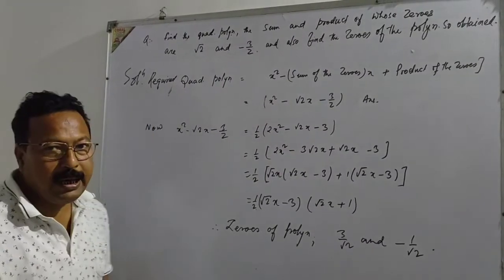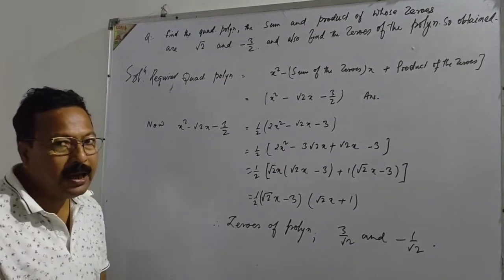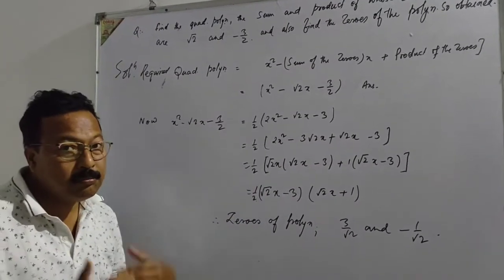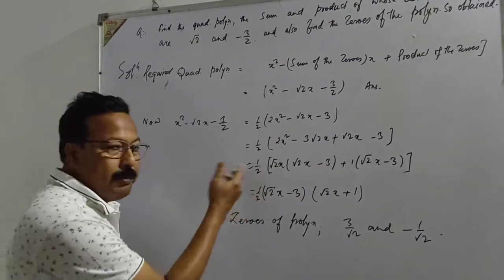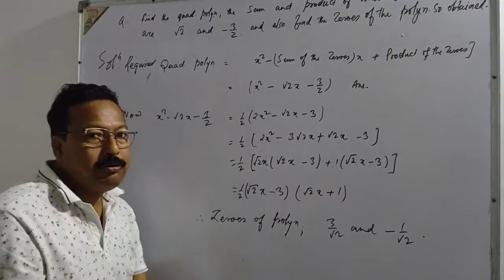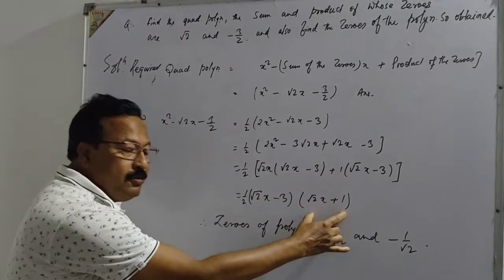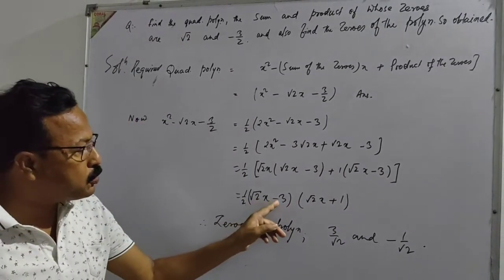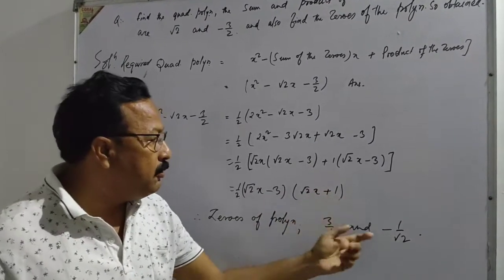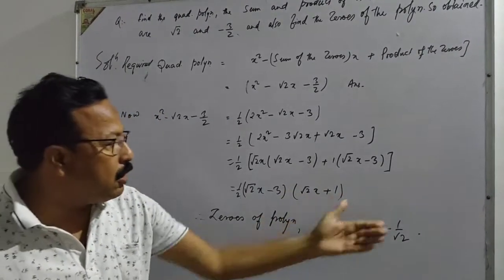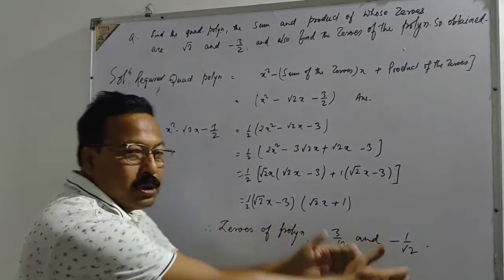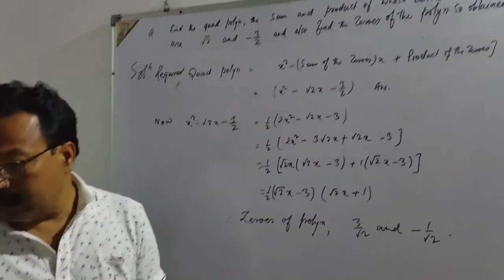What we saw earlier in the formation, that the value of k was a constant, that constant here is half. Here half is my constant term, and these two are the factors, and when you equate these two factors individually, you will get x equals 3 upon √2 here, and when you equate this one, you will get minus 1 upon √2, and the two zeros are found already.